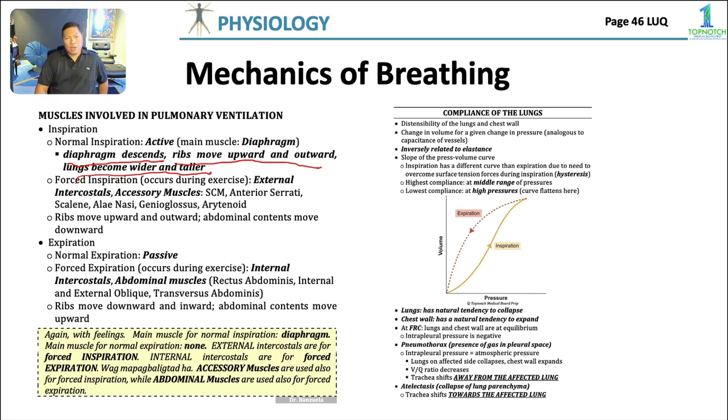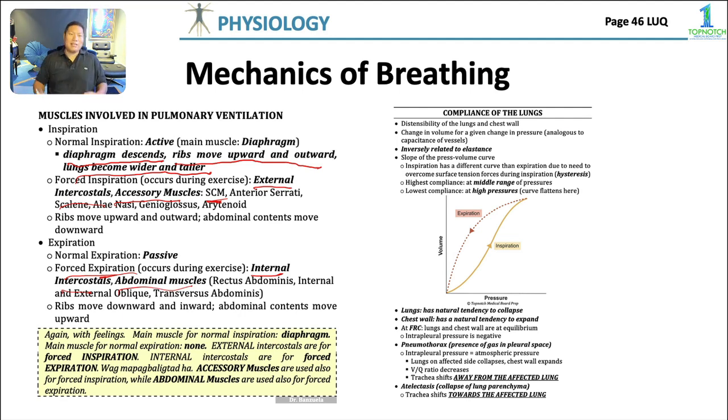When you utilize naman the term forced inspiration, forced expiration, this will happen during exercise. Additional muscles are going to be utilized to cause more air to come in. Forced inspiration will utilize external intercostals, these are muscles found between the ribs, and your accessory muscles, the sternocleidomastoid, SEM, anterior serrati, etc. Forced expiration, meanwhile, will utilize internal intercostals and abdominal muscles.